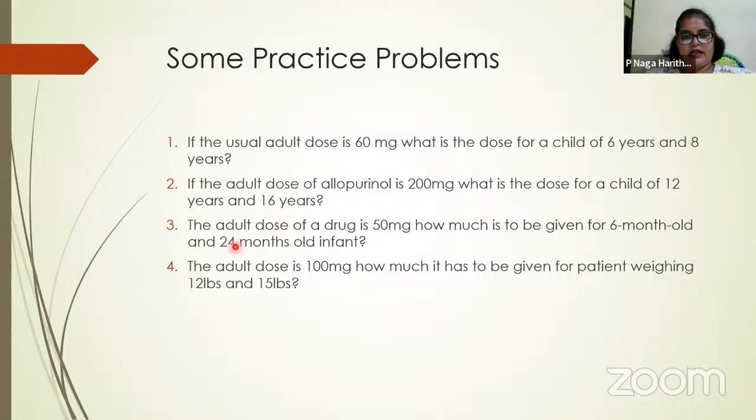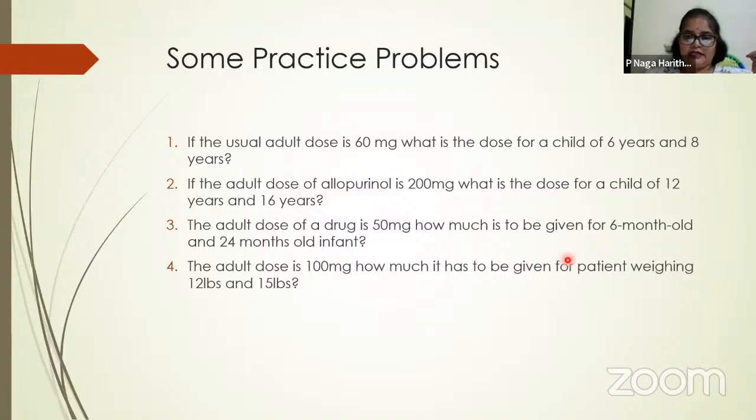And then here, the adult dose of a drug is 50 mg. How much is to be given for a 6 months old and 24 months old infant? As it is given in months, you have to go for the formula, that is age in months divided by 150 into adult dose. So 6 divided by 150 into 50, you would get around 2 mg.